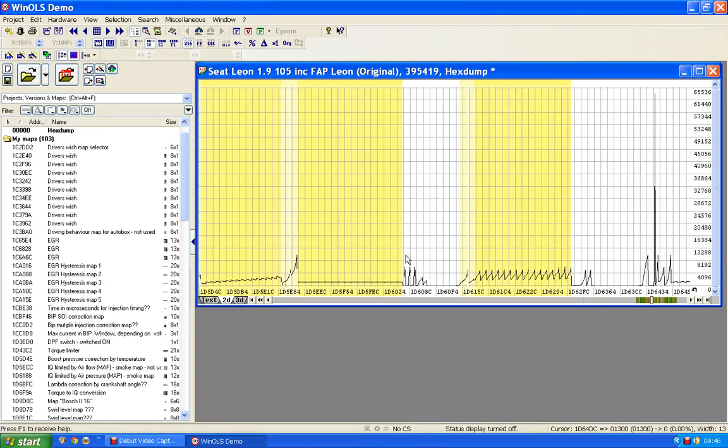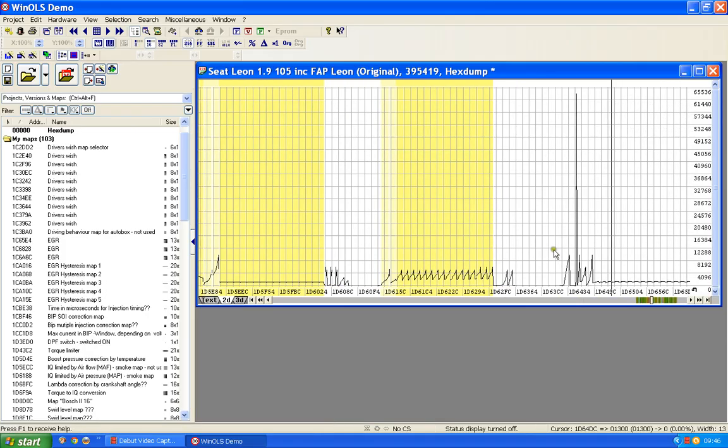Okay, in this video I'm going to take a look at finding the lambda maps in my Seat Leon 1.9 105 brake horsepower file. It's the EDC16 file that I've been using for all of the videos so far. Here I've got the injection quantity limited by MAF, which is a smoke map which is not really being used, hence the flat line. Here I've got injection quantity limited by air pressure, or MAP, so it's the map, and there's the little spikes for that map.